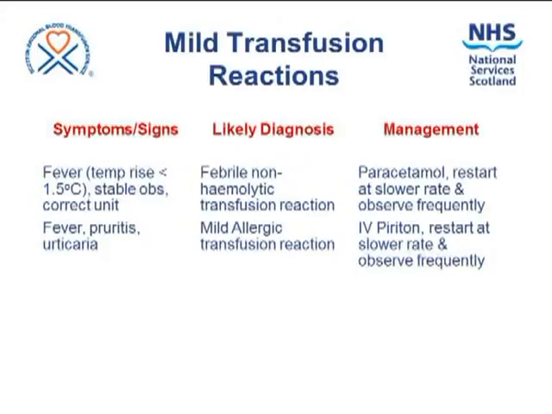This is when the patient spikes a temperature. New guidelines actually suggest that a temperature rise of less than 2 degrees centigrade, but the patient's otherwise well with stable observations and the correct unit is being given to the correct patient. These incidents are much less common since we have introduced leukodepletion of all blood products in the UK in 1999. So it's not all that common that this arises these days, but if it does occur, it would usually settle with some paracetamol, and you can restart the infusion at a slower rate and just watch the patient closely.